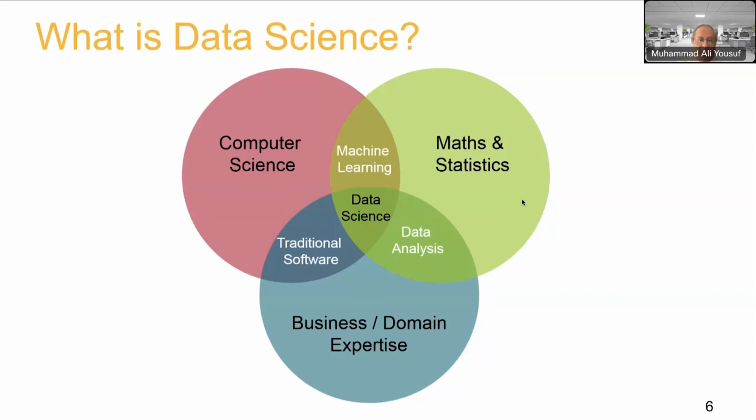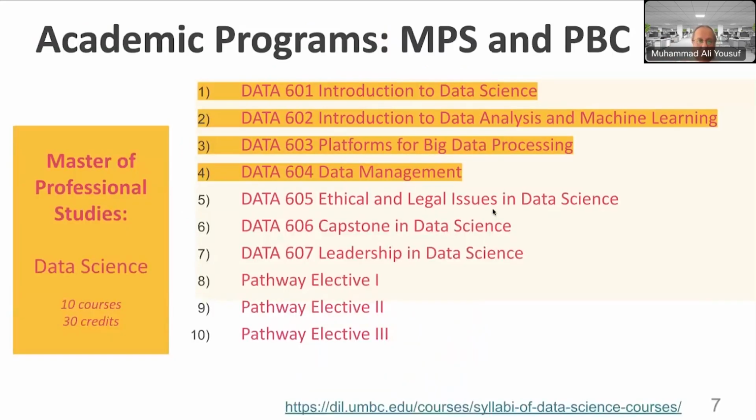So you see these three big circles, and then at the exact center, you see data science, which is a combination of all these things put together. So that's why when we give admissions, we take care that we want students not just from computer science or math or stats, but we also look at people with domain knowledge, because that's a big help.